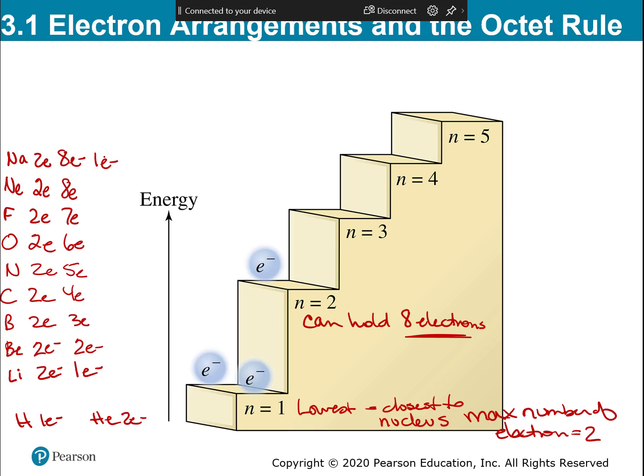Now, the third one can actually hold 18 as the maximum. But what they found is that they started seeing that energy levels that created 8 electrons in the outer energy level, no matter if I'm talking about the second energy level, the third energy level, the fourth energy level, anytime I have 8 in that outer energy level, that created stability.